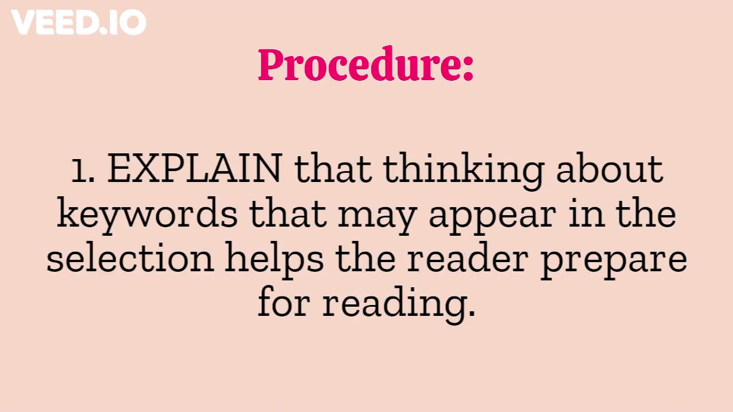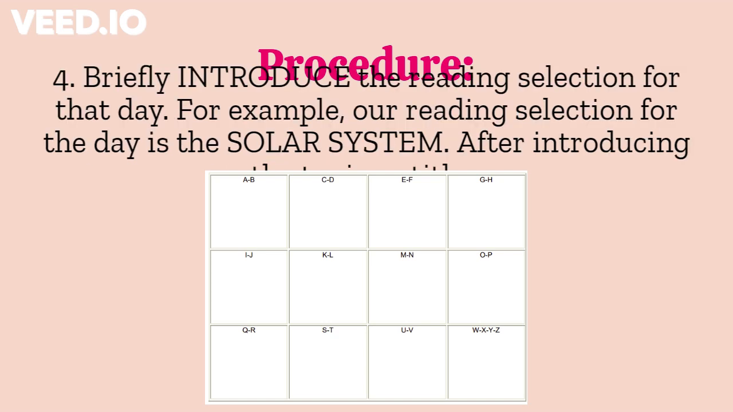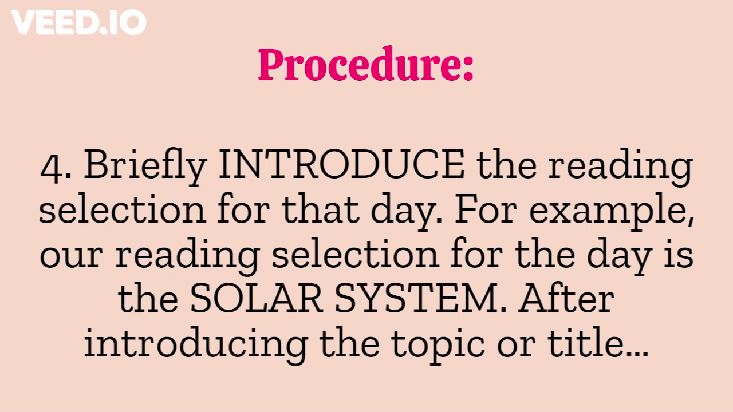Number 1. Explain that thinking about keywords that may appear in the selection helps the reader prepare for reading. Number 2. The teacher will draw the ABC chart on the board and explain its function. Number 3. Let the students draw the ABC chart on their papers with the same format and design. Number 4. Briefly introduce the reading selection for that day.